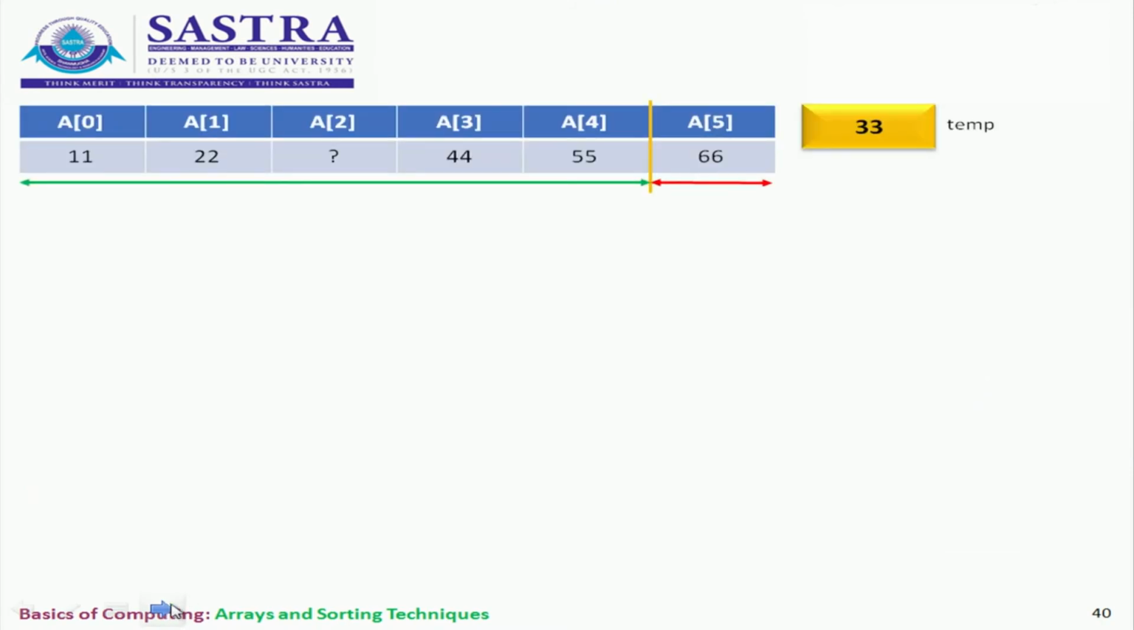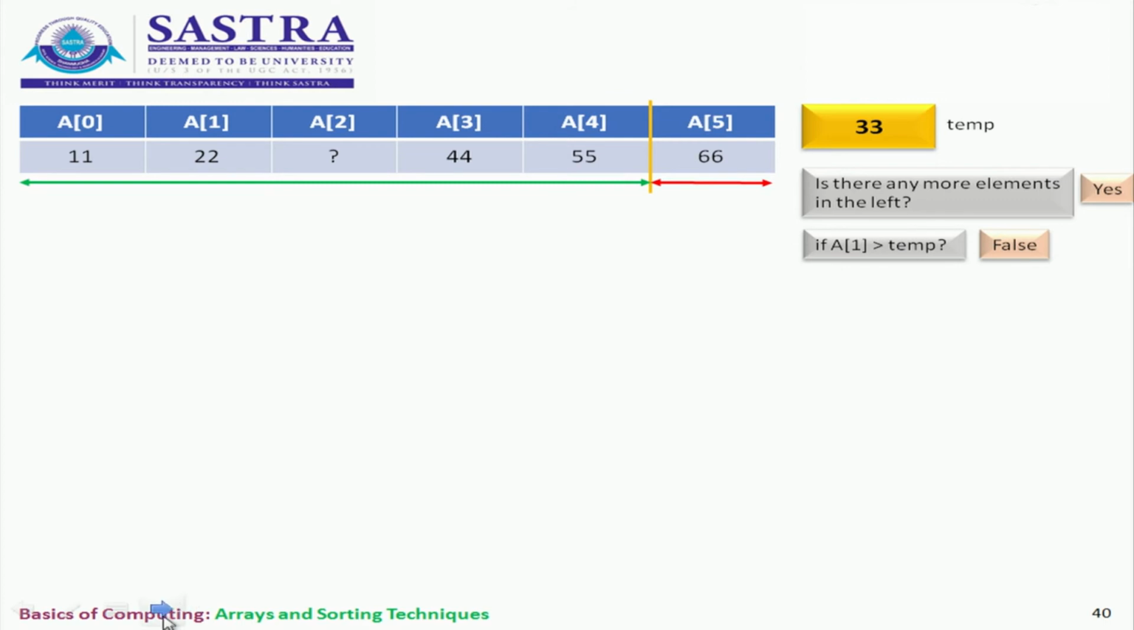Then we have to check for any more elements on the left-hand side. Yes, we have, because we still have one more element, A of 1. So A of 1 has to be compared with the temp. A of 1 is 22 and your element is 33. When you compare these two, it will give you false as a result. That means what? Your element has found its appropriate position. It is beyond 22, so we can't place that 33 any further, right?